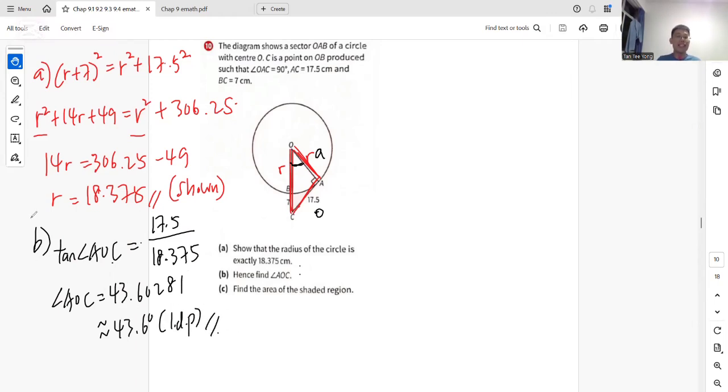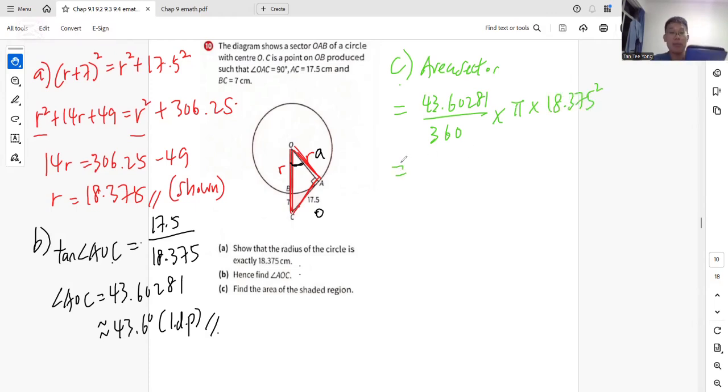Okay, so this is it for part B. Let's move on to part C. I'm very eager to end. Part C: find the area of the shaded region, this thing over here. Basically, we have to find the area of the triangle minus the area of the sector. Area of sector first: theta, which is 43.60281 over 360, times pi times R squared, which is 18.375 squared.